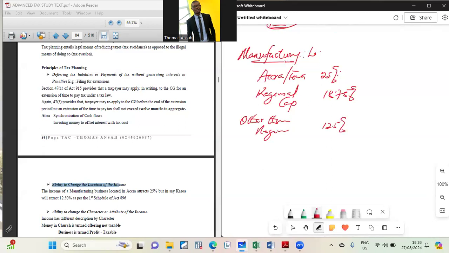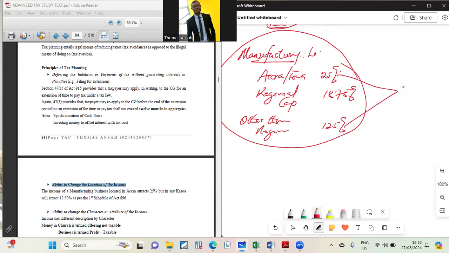So it means that by principle, if I'm able to change the location of my income, given this, I'll be able to save 12.5%. So basically, these are avenues, these are principles. Timing difference is part, changing the location of the income is part. Then we have the ability to change the character or the attribute of an income.